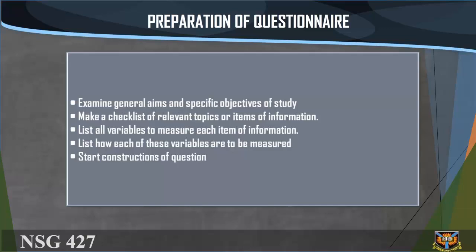1. Examine general aims and specific objectives of study. 2. Make a checklist of relevant questions or items of information. 3. List all variables to ensure each item of information. 4. List how each of these variables are to be measured. 5. Start construction of question.